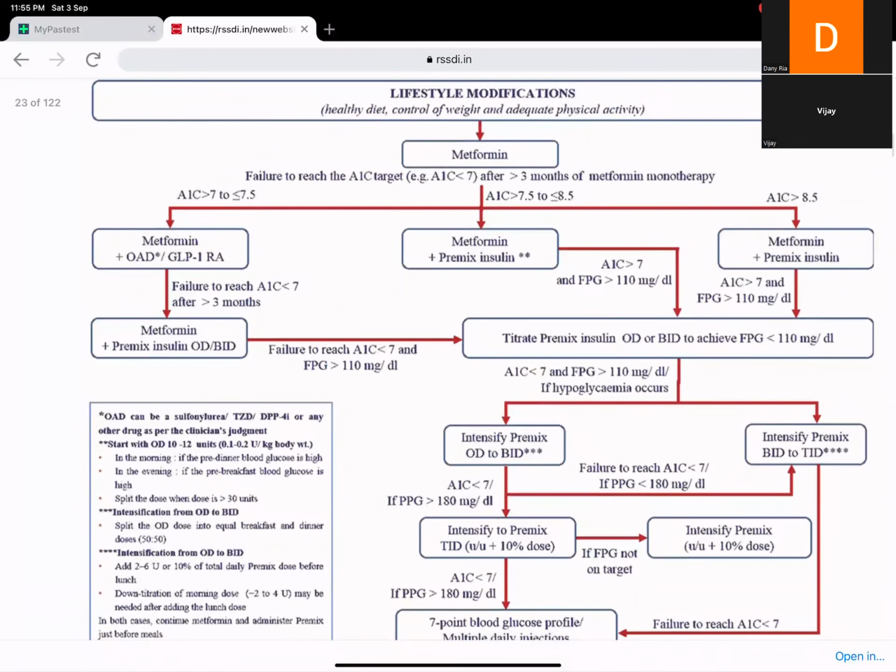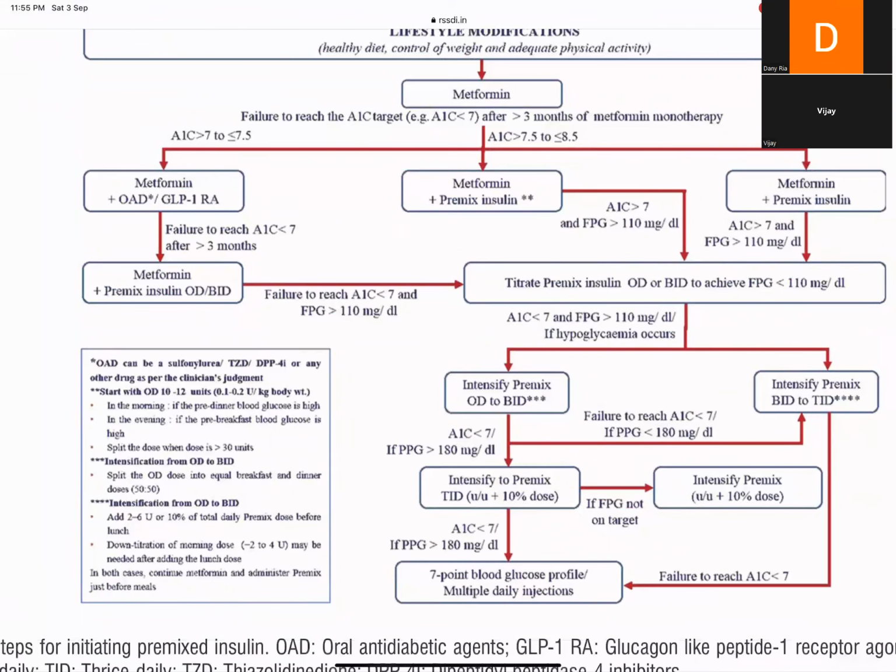Start with lifestyle modification. Start with metformin, which is the first drug I already told you. So failure to reach HbA1c target after 3 months of metformin monotherapy. So remember the 3 months target always. If there's a failure to achieve the target, you have to see the HbA1c. Suppose it's just a little higher, 7 to 7.6. I already told you, every drug will reduce HbA1c by around 1 percent, right? So if it is just a mild elevation, 7 to 7.5, we can add another drug: metformin plus OAD or GLP-1 receptor agonist.